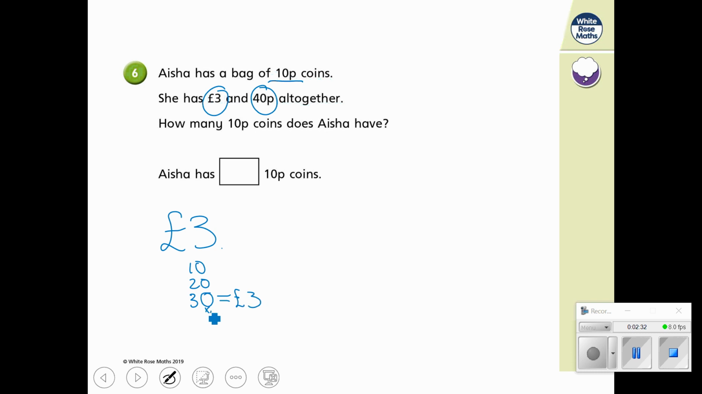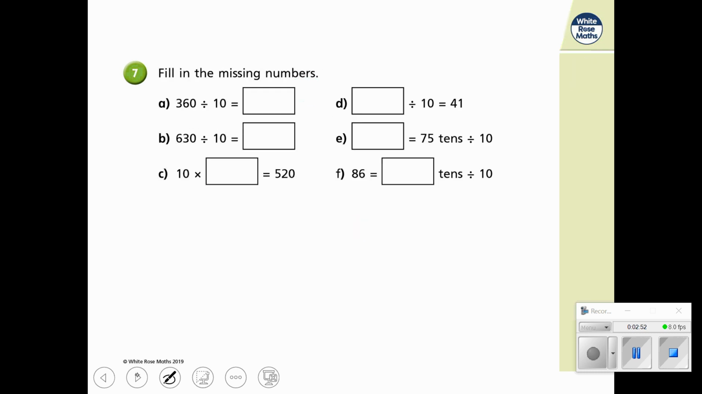So 30 times 10 equals £3. In 40p, she has 4 10p coins. Okay, so 4 lots of 10 equal 40p. So altogether, she has 30 add 4, 34 10 pence coins. Moving on.